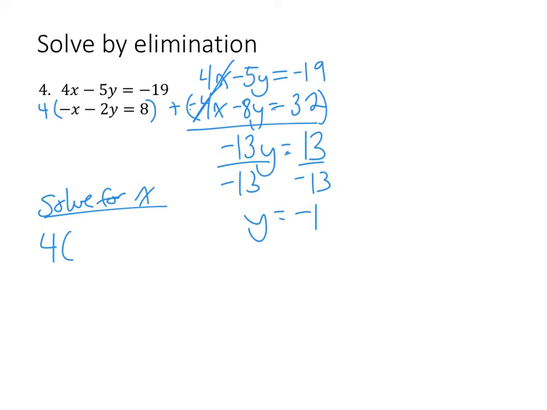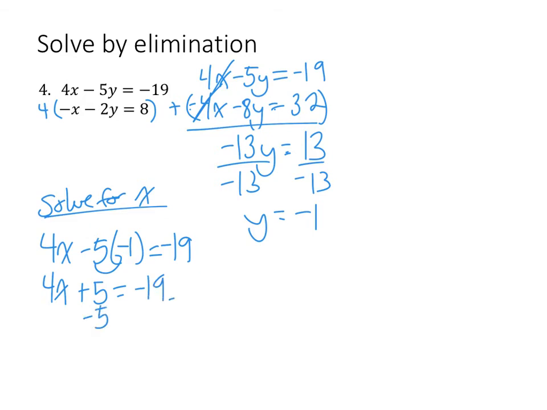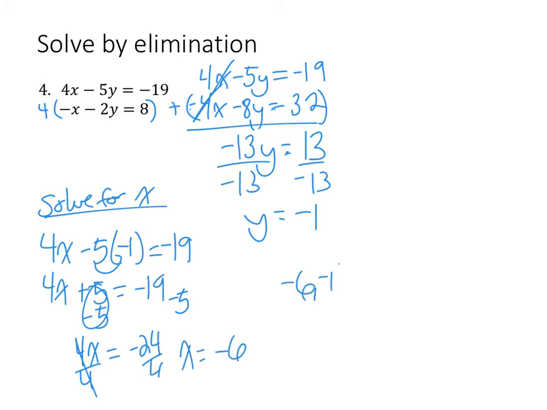4x minus 5 times negative 1 equals negative 19. Negative 5 times negative 1 gives me positive 5 equals negative 19. Subtract 5 on both sides. 5 minus 5 gives me 0, so I'm looking for 4x equals negative 19 minus 5, which gives me negative 24. Divide by 4, x equals negative 6. So I think my solution is going to be negative 6, negative 1.